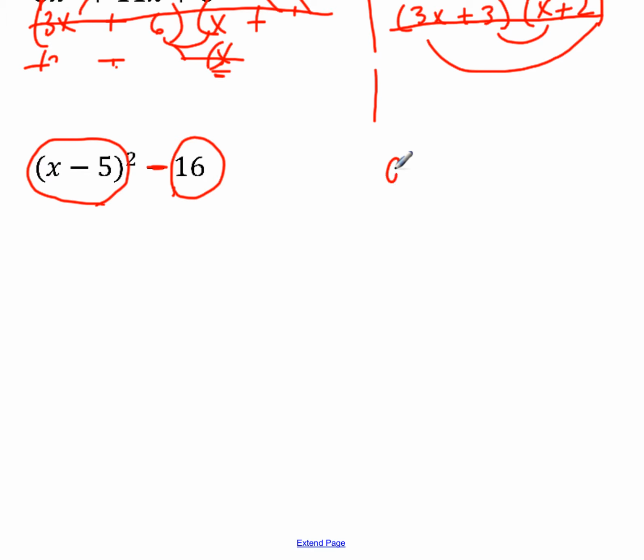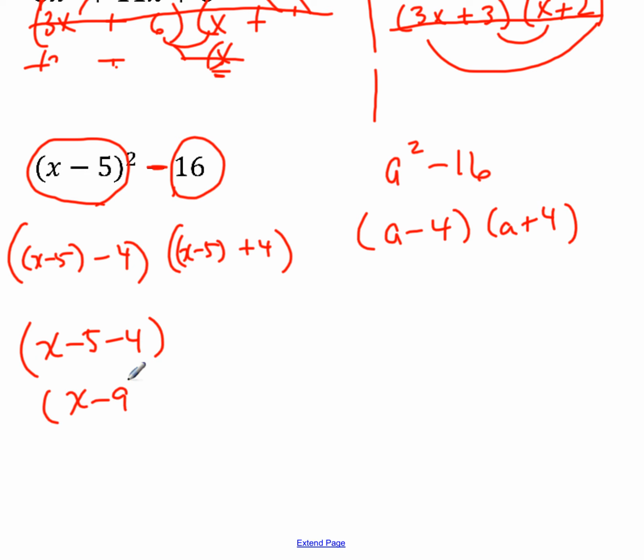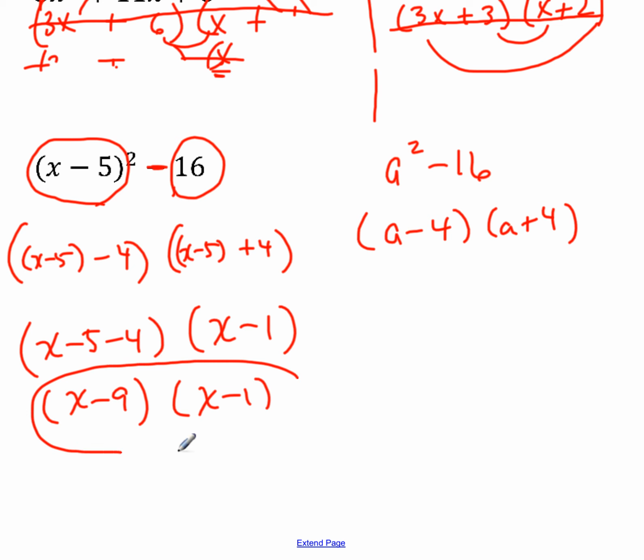So this is basically like saying a squared minus 16, which factors into a minus 4, a plus 4. But since it's not a, it's actually x minus 5 minus 4 and x minus 5 plus 4, because I replaced a with the x minus 5. Now I can take this one step further because I basically have x minus 5 minus 4, which is x minus 9. And this one I have x minus 1 when I put the negative 5 and the 4 together. So this is my final answer.